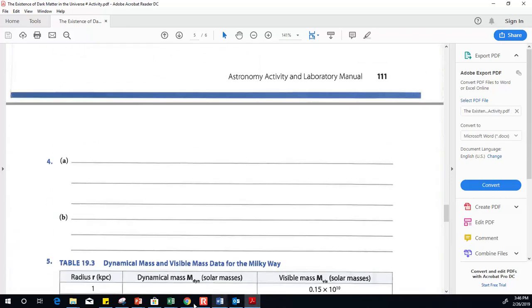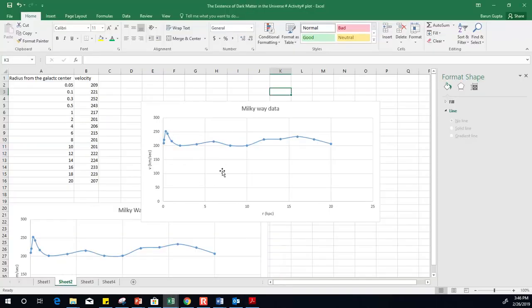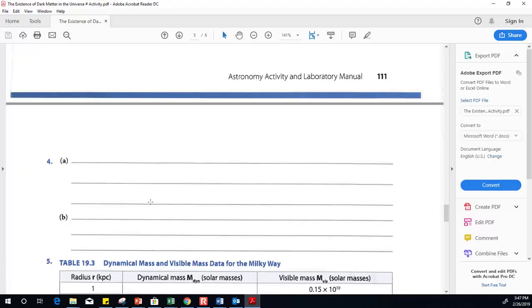So what did I see from this graph here? There's no particular trend between the distance and the velocity. It fluctuates, so there is no relationship between the distance and the velocity. It's almost constant. It fluctuates a little bit, about 200 kilometers per second, but it's mostly constant, oscillating between 200 and 250. It doesn't change much. So that's the thing you have to write down here.